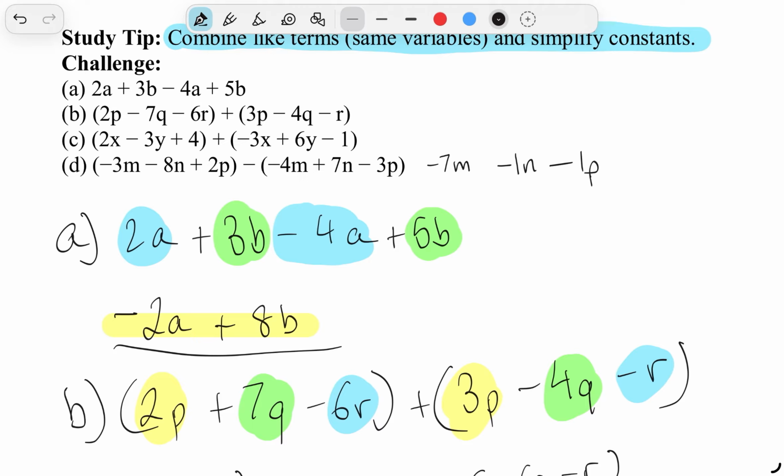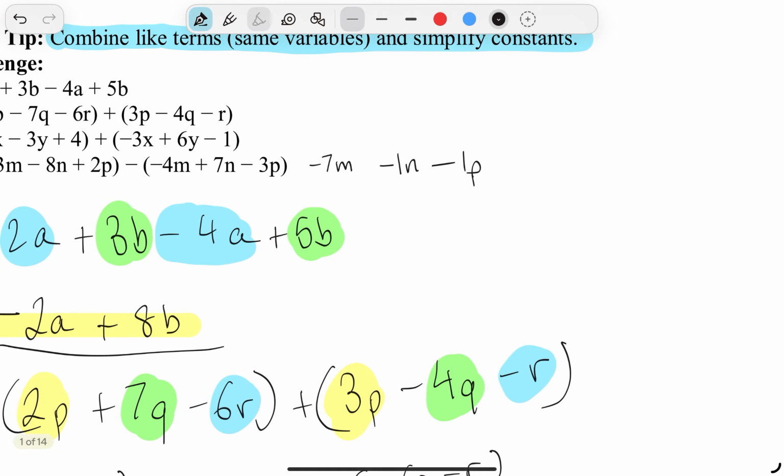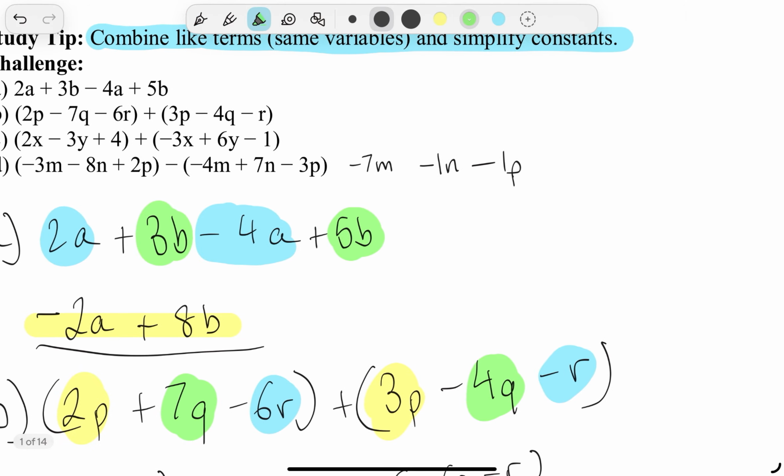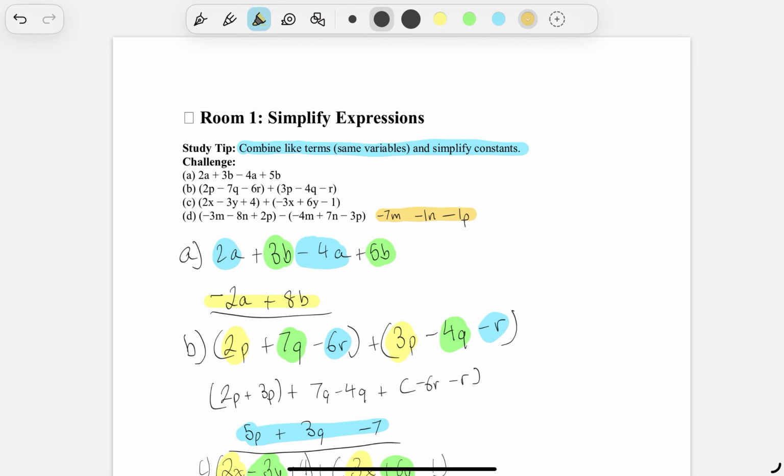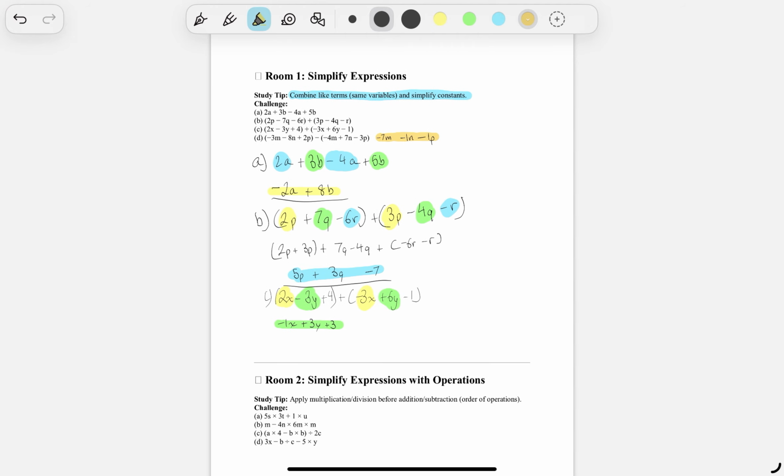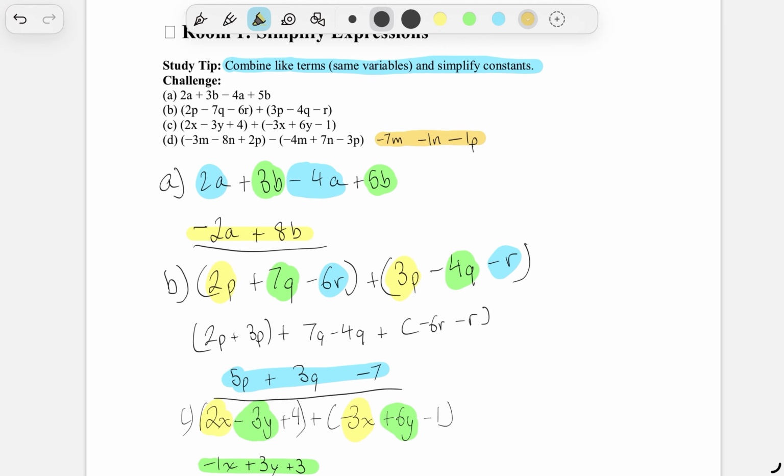So this is the answer to D, just to be clear. Let's do it in a different colour. I guess it's not that different, but yes. So that's the final answer for D. And yes, it follows the exact same way.